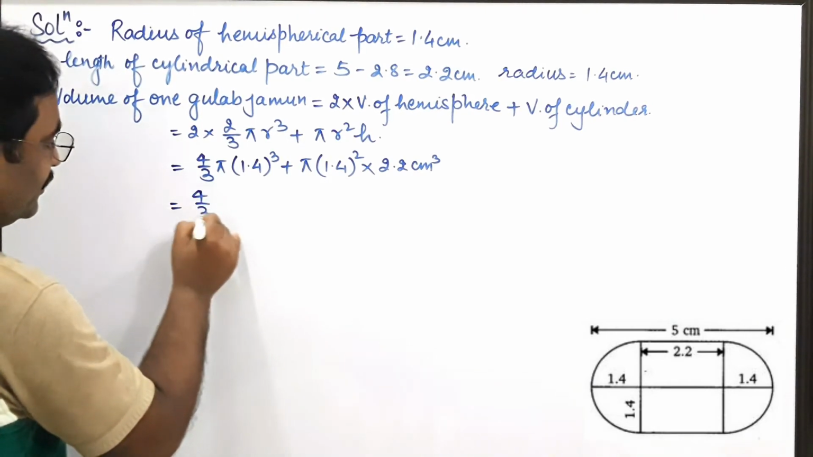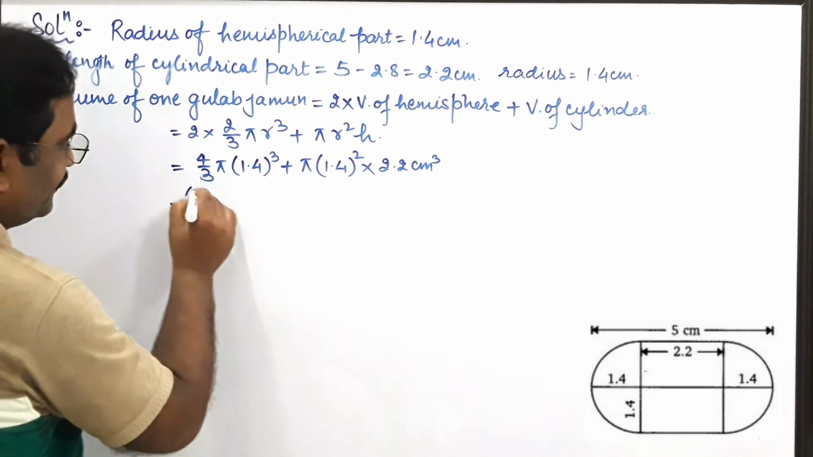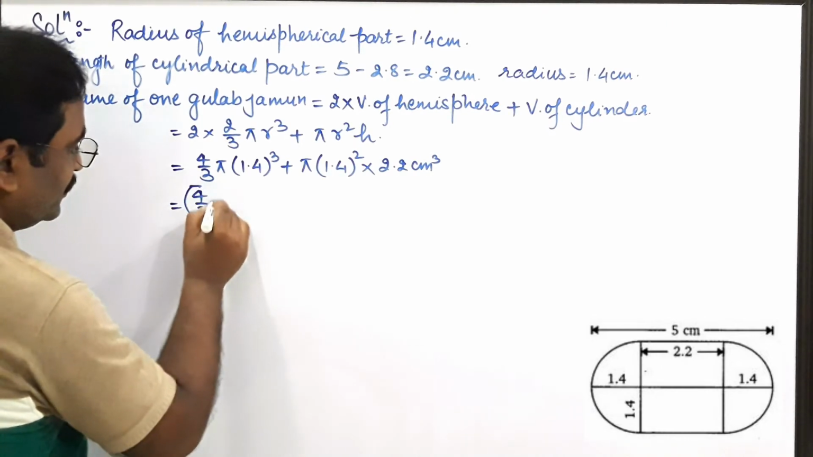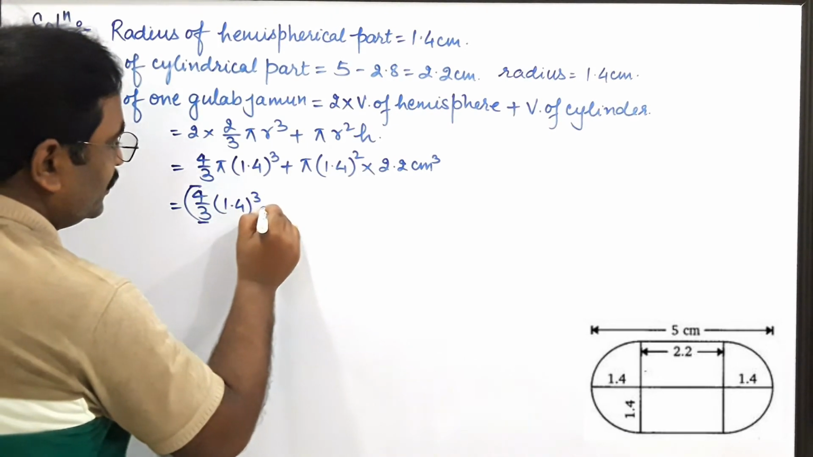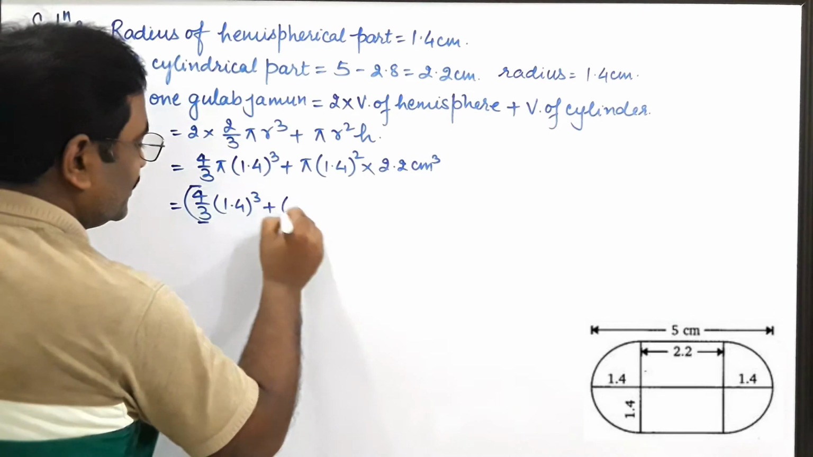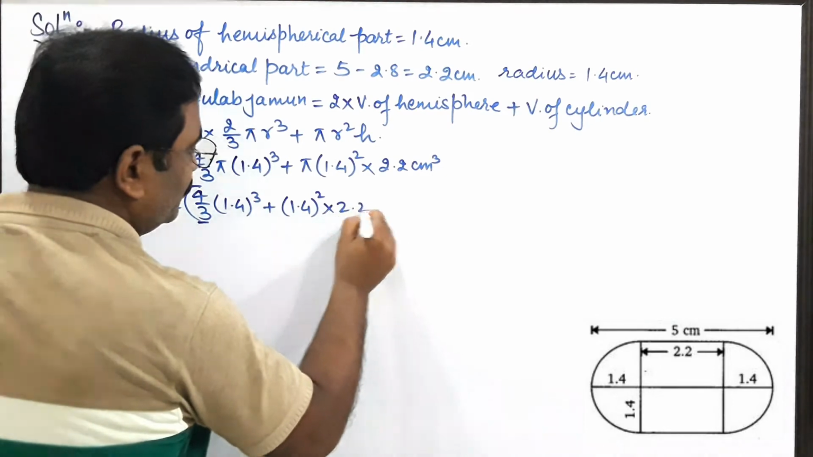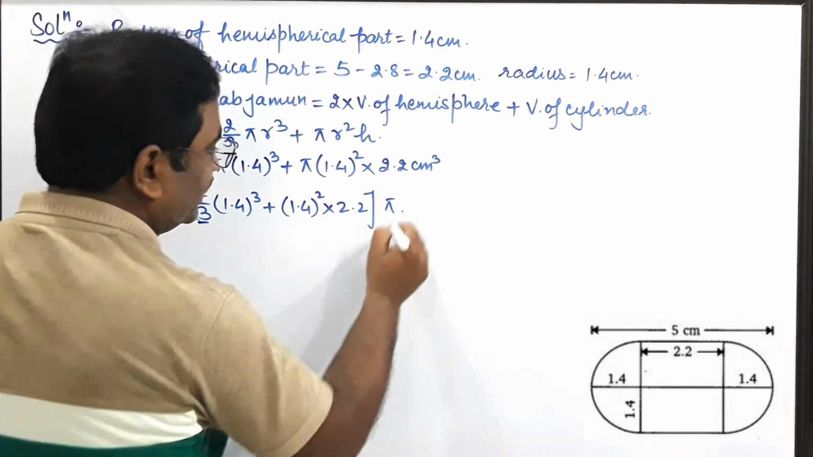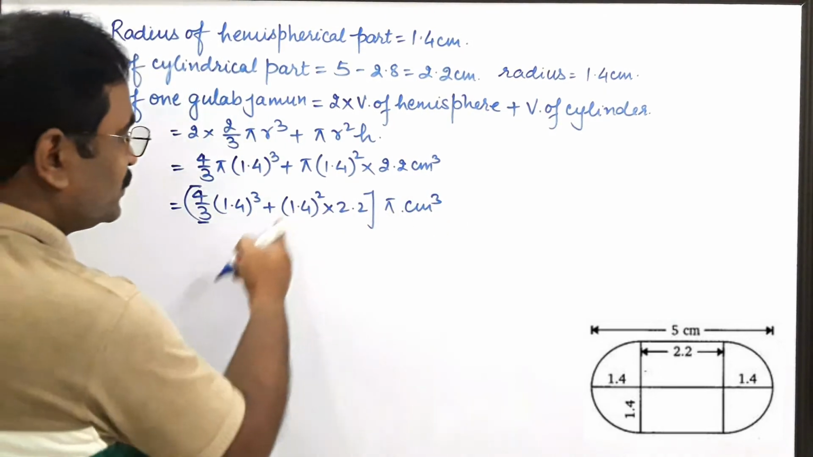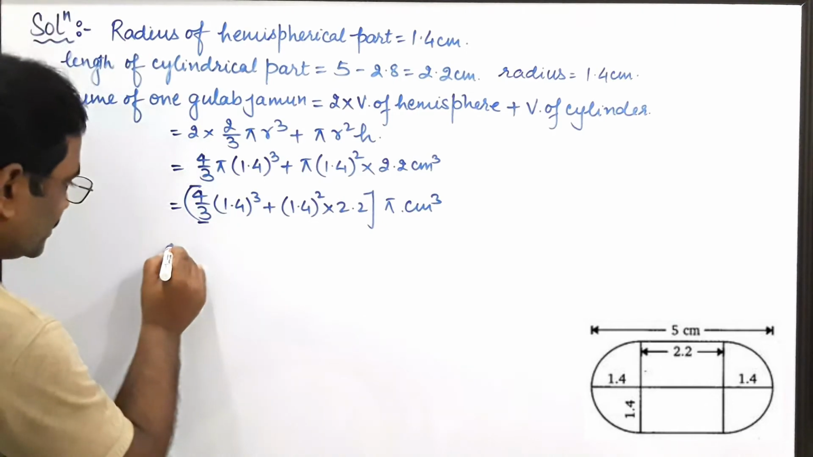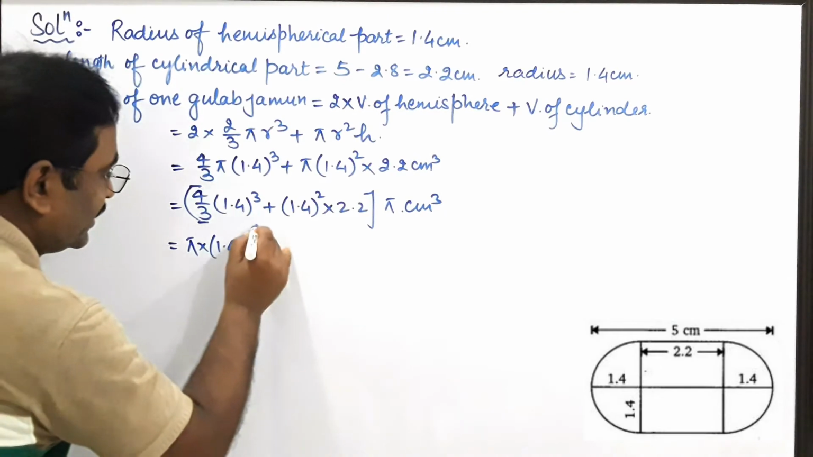Four by 3 pi, we just take the common, into 1.4 cube plus 1.4 square into 2.2 into pi cubic centimeter. So it is 1.4 whole square, also you can take the common from this. So pi into 1.4 whole square taken the common.